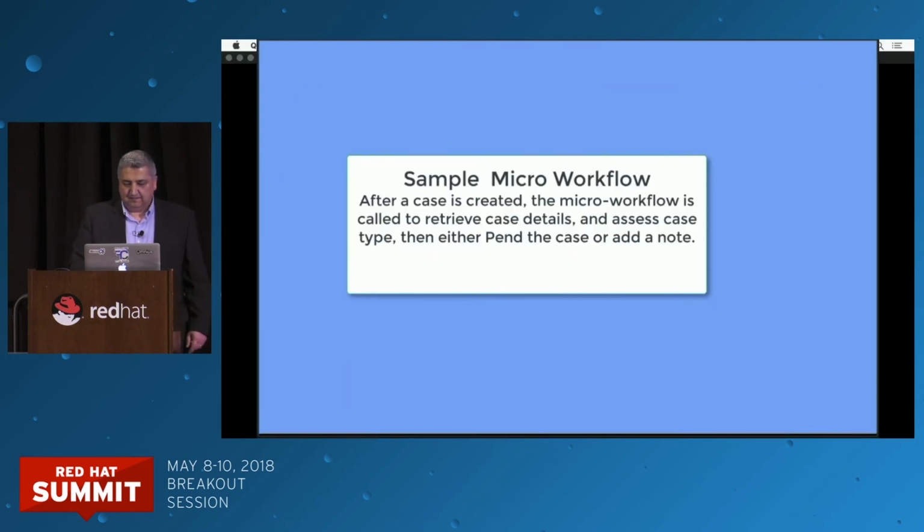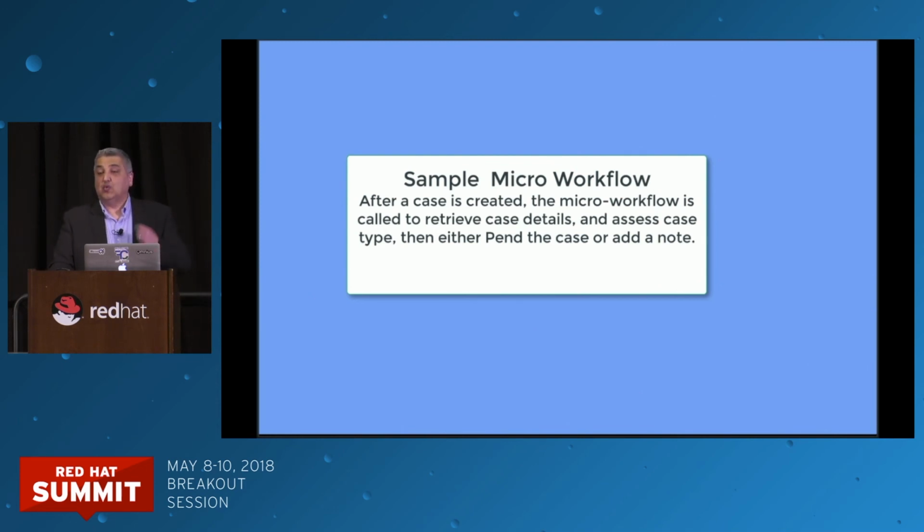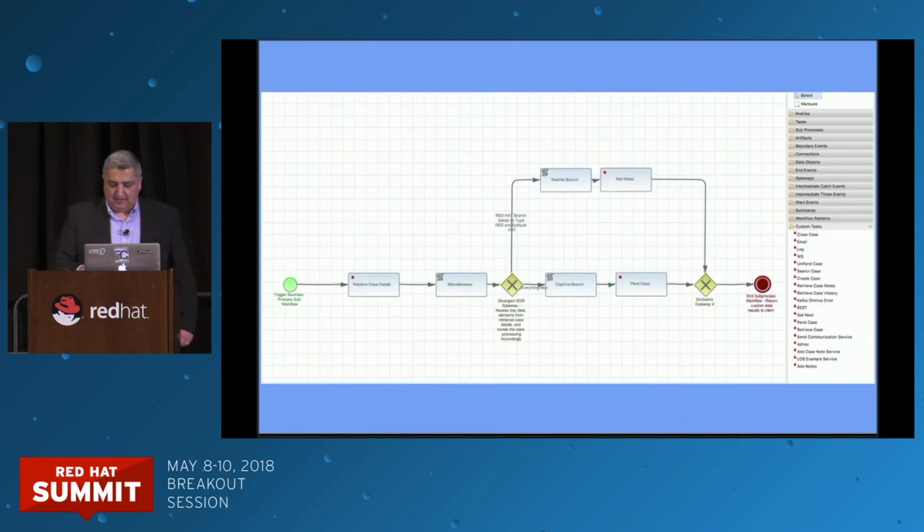Again, here we're assuming we're going to create a case. After the case is created, we're going to call this micro workflow, which will retrieve the case information. Once the case is created, we get a case number. We're going to take this case number and call this micro workflow, which will retrieve the information, assess it, and do things with it, calling other services based on what the business needs. And again, like I mentioned, these micro workflows could be as elaborate as you want them to be. This is the micro workflow in question here.